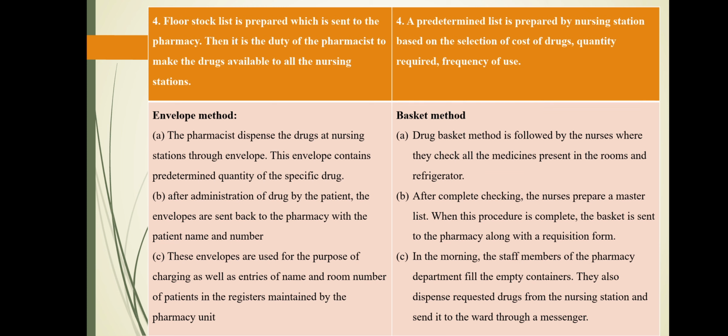In the charge flow system, the floor stock list is prepared by the nursing station and sent to the pharmacy department, where the duty in charge of the pharmacy department makes the drugs available to the nursing stations. And a predetermined list is sent in the non-charge flow system. Here this list is prepared by the nursing station based on the selection of medications, the cost of the medications, and then the quantity or the frequency, and it is sent to the nursing station by the pharmacist.